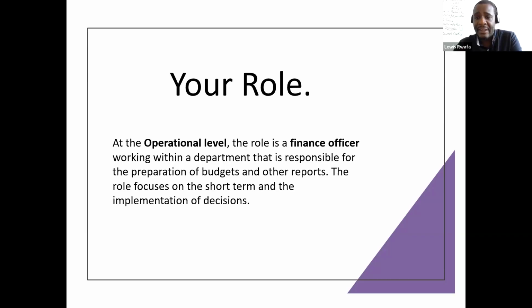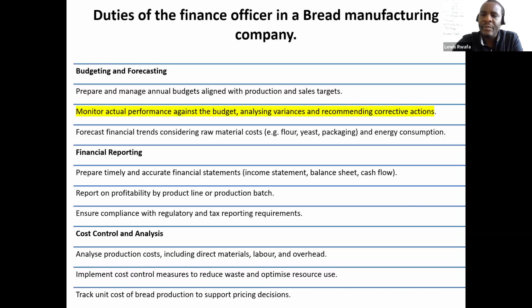Now, finance officer: preparation of budgets, focus on short-term and implementation of decisions. So when we start going through the material, we need to have that at the back of our mind. Now, when I was trying to figure out what to do, let's look at some of the duties that you are expected to do as the finance officer at this Halfpenny. It's a manufacturing company.